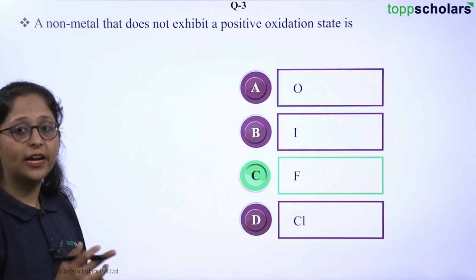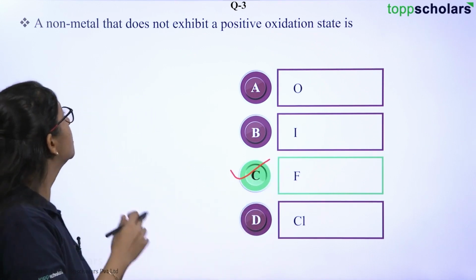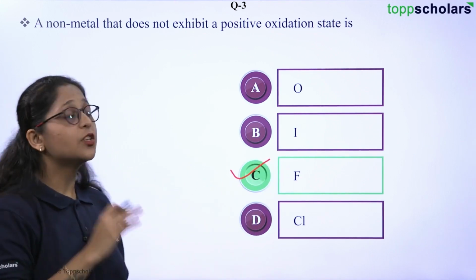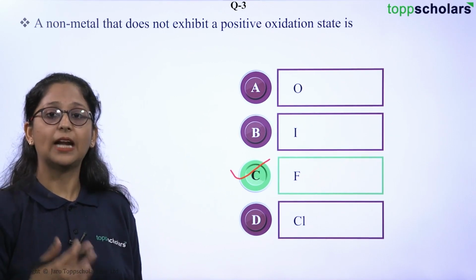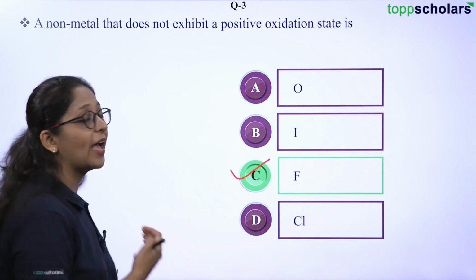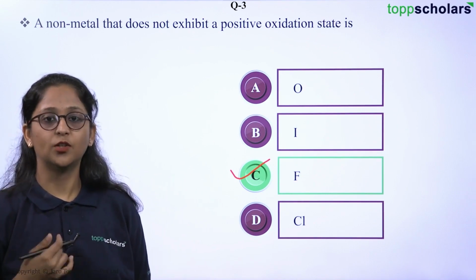So hence the correct answer here is option C, that is fluorine, because it is a non-metal that is not going to exhibit the positive oxidation state, whereas oxygen, I and Cl, all of these are going to exhibit the positive oxidation state.